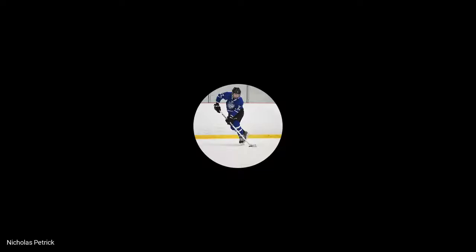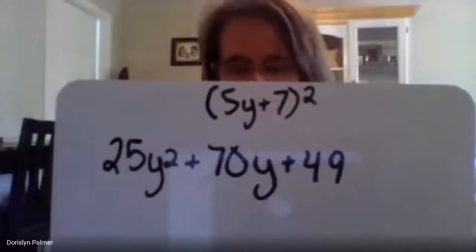Okay, 29, Emma. I got 64 minus 640a plus 100a squared. That's backwards, but it's okay that it's backwards. That's the way it's written. So 100a squared minus 640a plus 64.